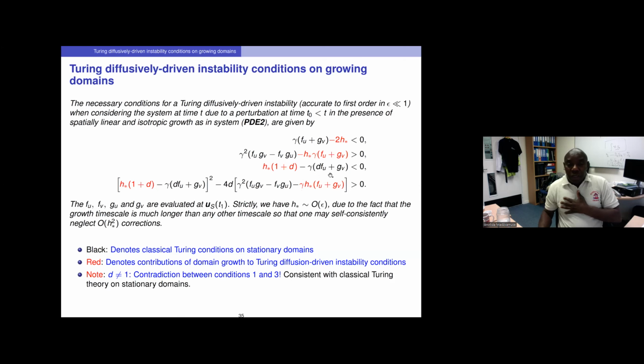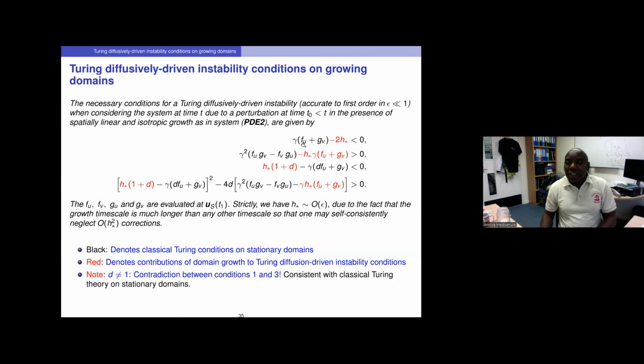So what else should I say? I will say, and this is also classical for Turing theory, in the absence of domain growth, if we remove domain growth, which are the red terms, you have, for example, gamma f of u plus g of v is less than 0. You have minus gamma d times f of u plus g of v is less than 0.